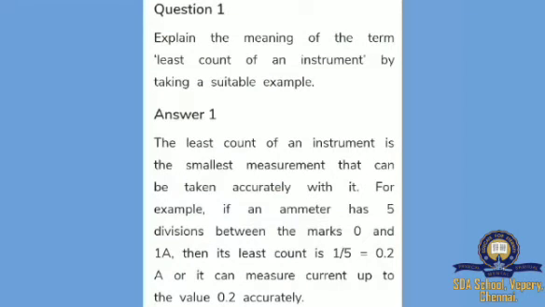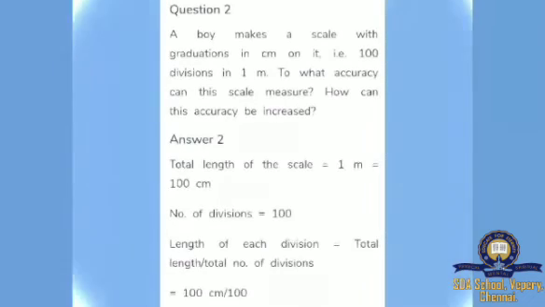Now let us see some questions given in your book. Explain the meaning of the term least count of an instrument by taking a suitable example. The least count of an instrument is the smallest measurement that can be taken accurately with it. For example, if an ammeter has 5 divisions between the marks 0 and 1 amps, then its least count is 1 divided by 5 is equal to 0.2 amps. Or it can measure current up to the value of 0.2 accurately.